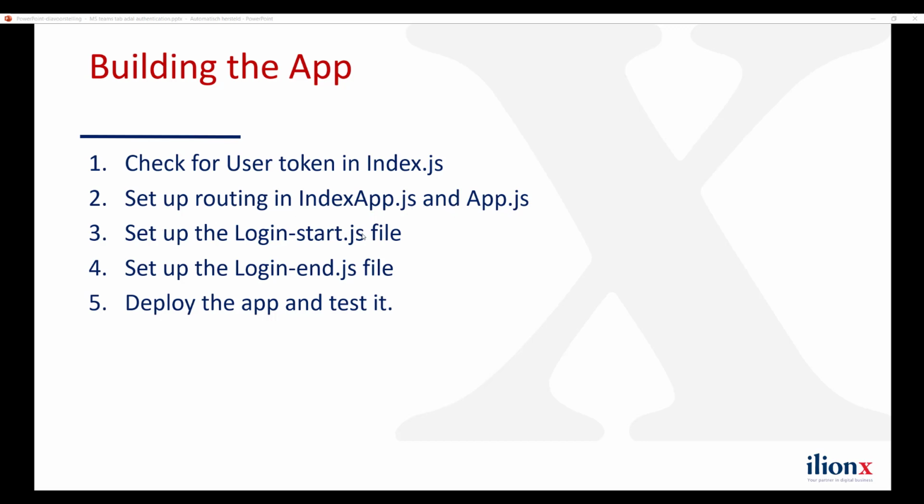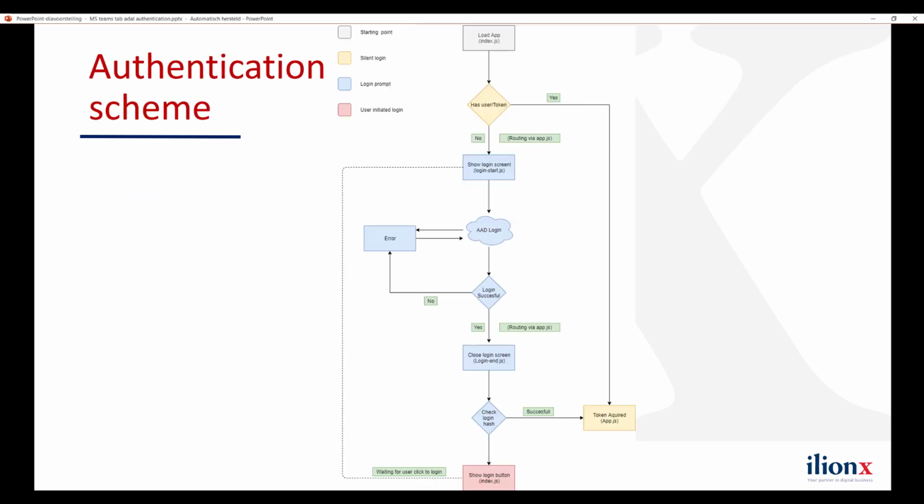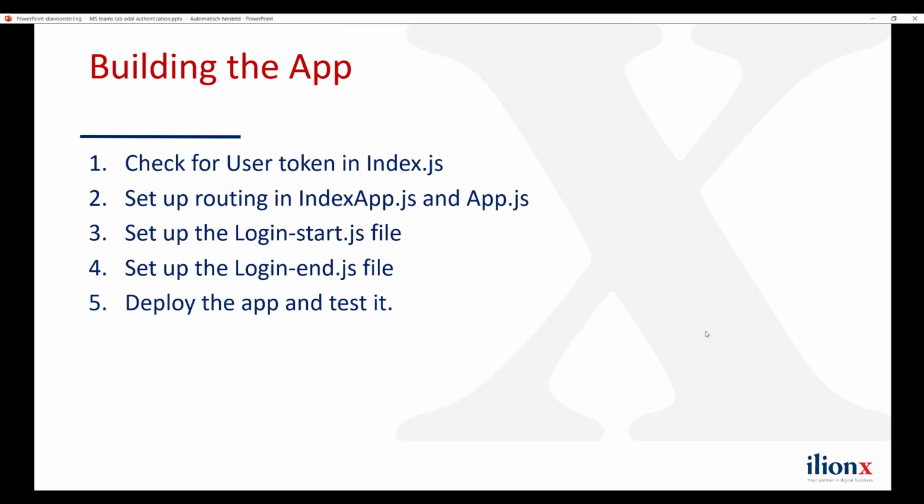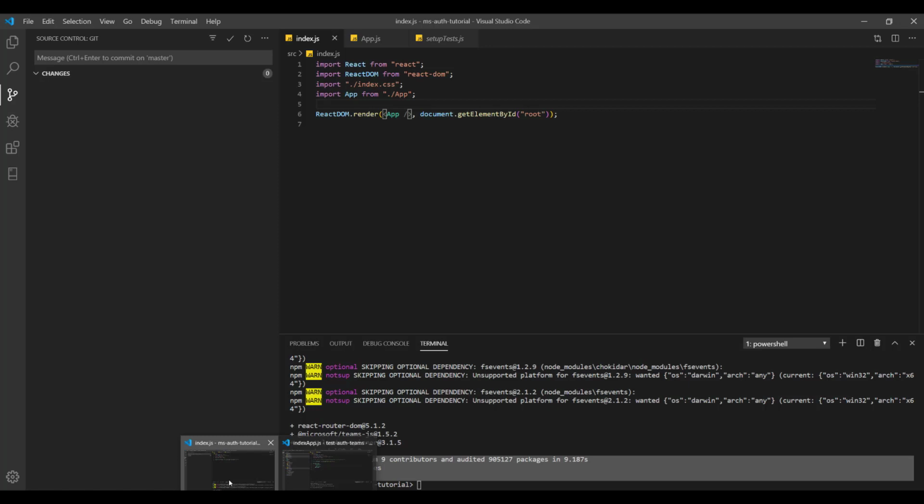And we also have the login start and the login end file. I can show you in the authentication schema. We have a no token, login start, the login process, login end. So that's basically where that's coming from. Last but not least, we're going to deploy the app and test it. And I think this lecture will take roughly half an hour. So get yourself a drink and let's get started.